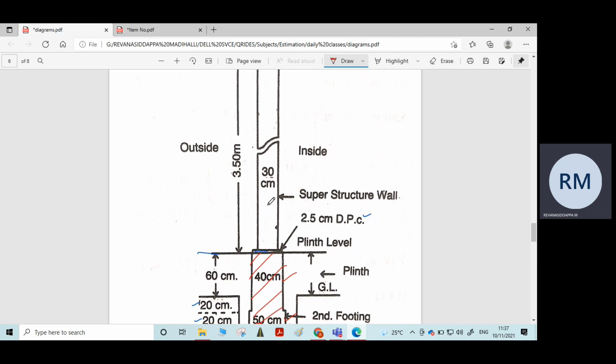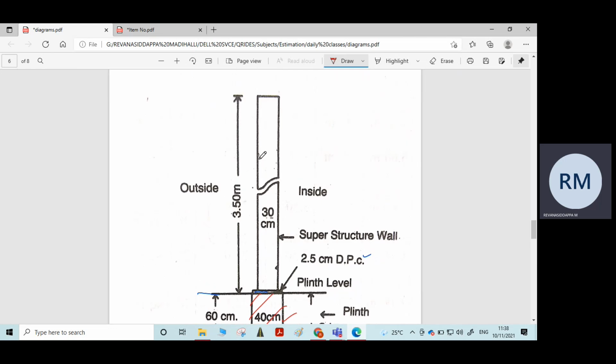The plastering will be provided on both sides, both inside as well as outside the wall. While doing the calculation, you need to individually calculate the amount of plastering work at the inside portion and the outside portion, because you will not have the same dimensions for the plastering work inside as well as outside. I will tell you. First we will take inside. All of you listen here.